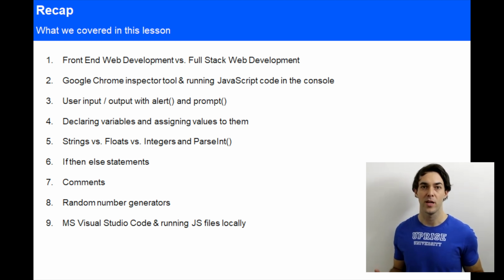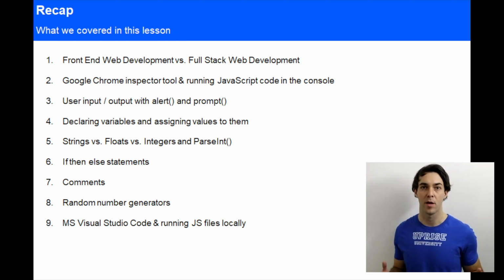We learned about three different data types: strings, integers, and floats. We also learned about the difference between summing two integers and concatenating two strings that look like integers, as well as the parse int method, which will allow you to take a string and turn it into an integer. We then learned about if then else statements, which give the program some basic logic.